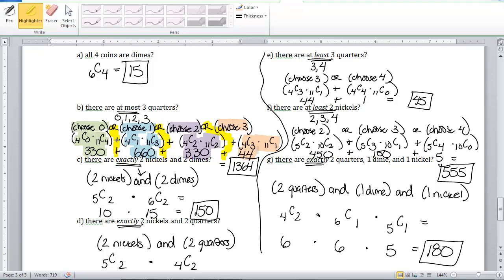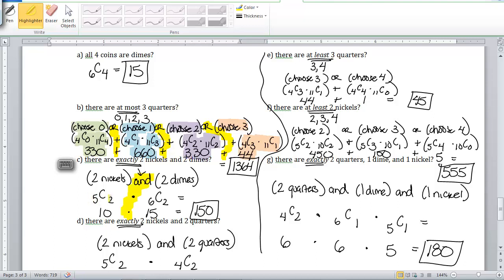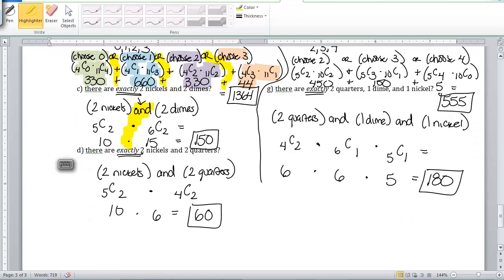When it's exactly, notice that 2 nickels and 2 dimes add together to give me 4 coins. And because I need both the 2 nickels and the 2 dimes, that is again why I'm multiplying. From the 5 nickels, I needed 2, and from the 6 dimes, I needed 2. So 10 times 15 is 150. For D, again, exactly 2 nickels, the 5C2, and 2 quarters. There were only 4 quarters to choose 2 from, so I could only get 6. 10 times 6 is 60. Again, it's exactly, so I need both events to happen.